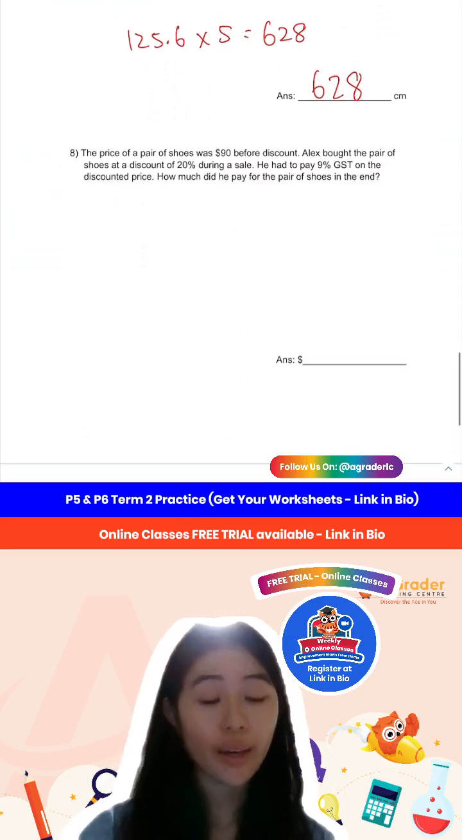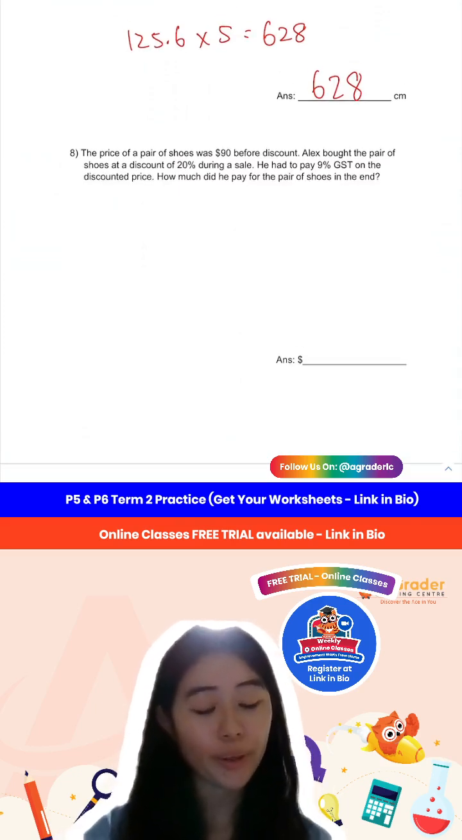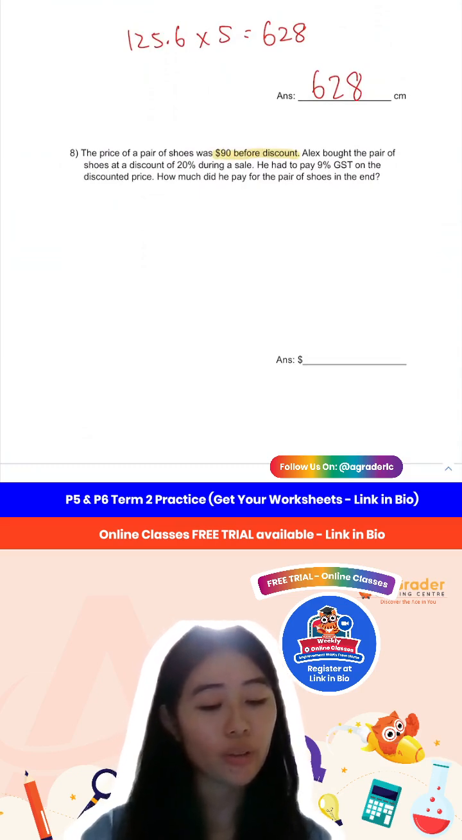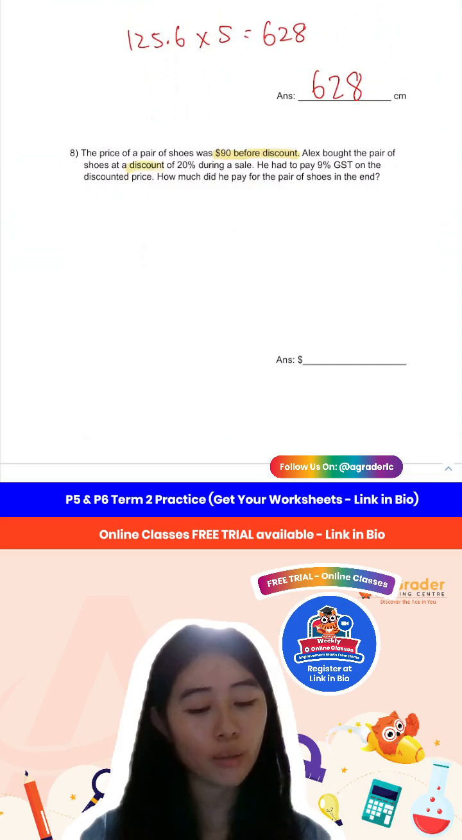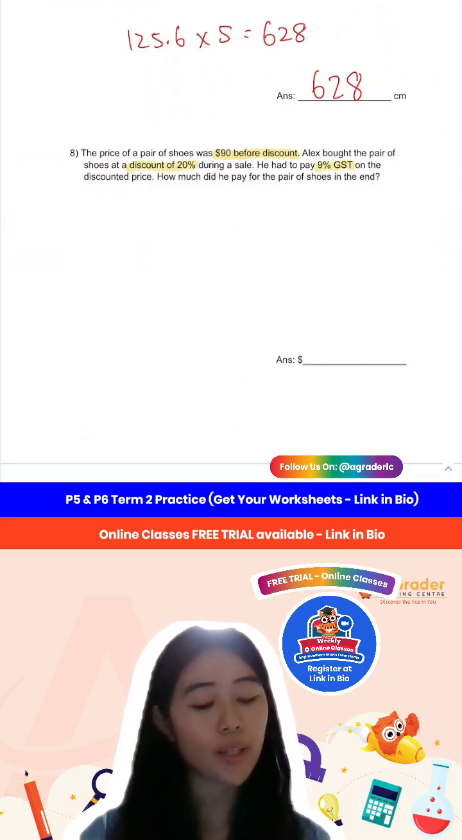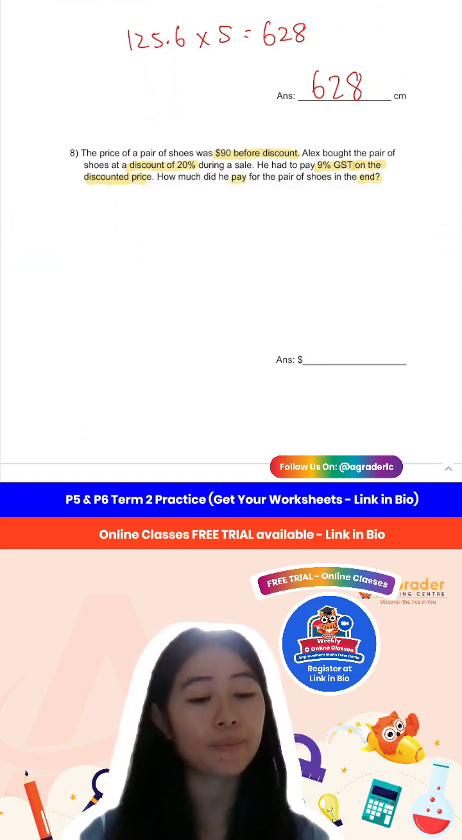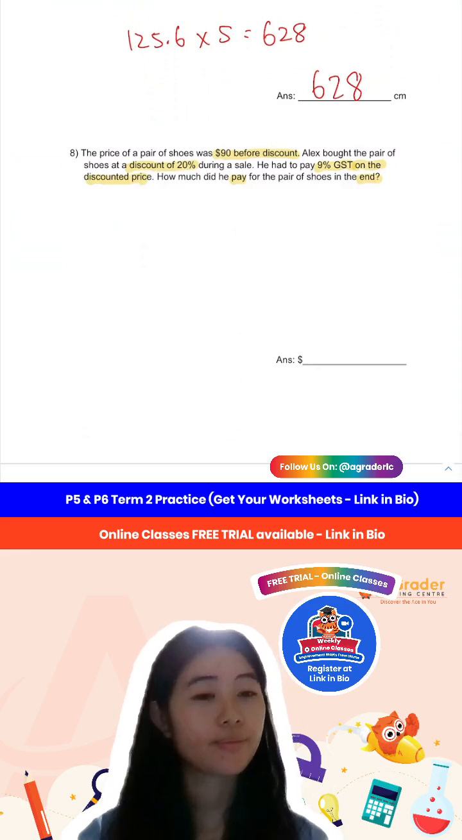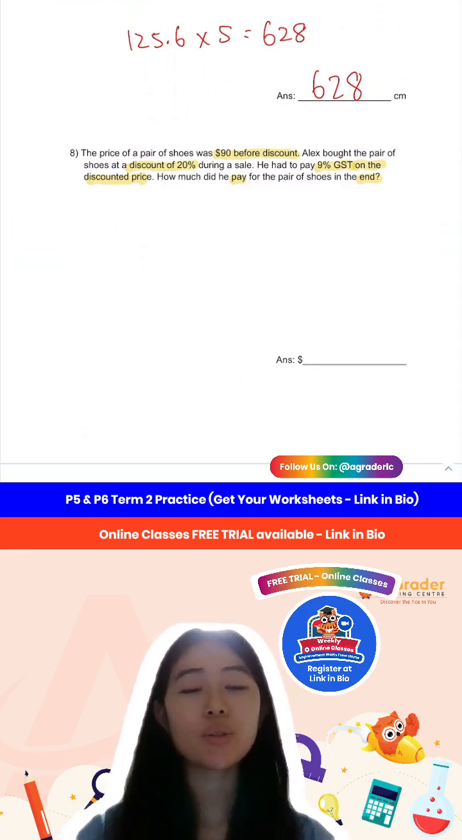So over here we have the price of a pair of shoes was $90 before discount. Alex bought the pair of shoes at a discount of 20% during a sale. He had to pay 9% GST on the discounted price. How much did he pay for the shoes in the end? Jared, I will answer that later. That one's for the problem sum, right? Okay, so answers for this question, let me know in the chat box.